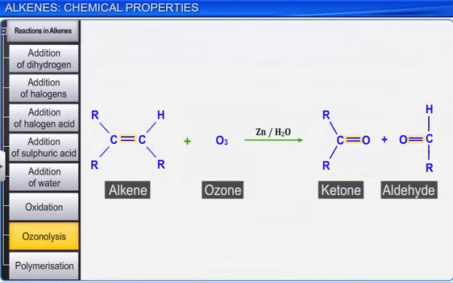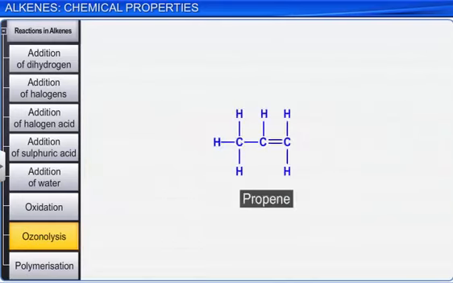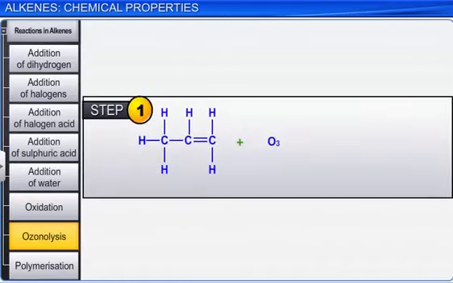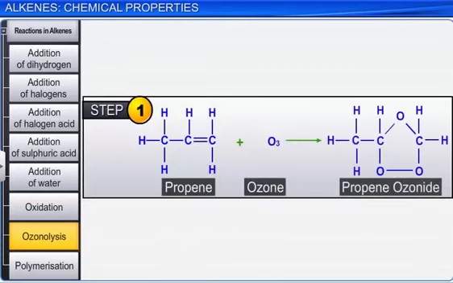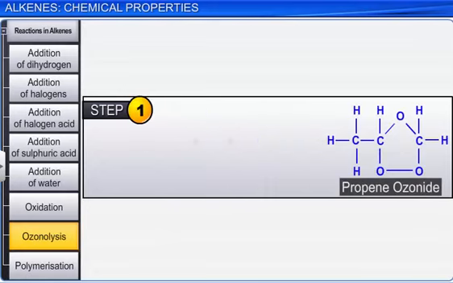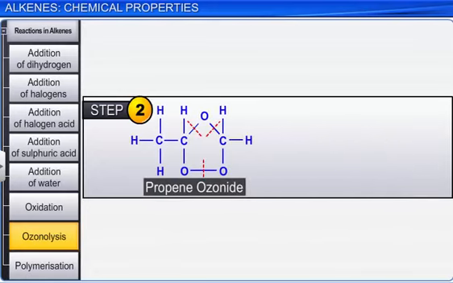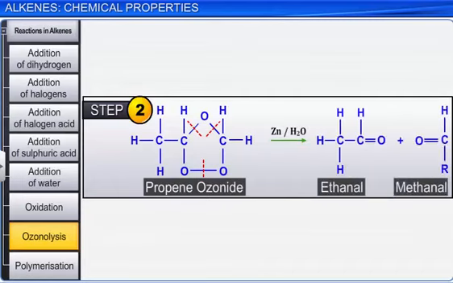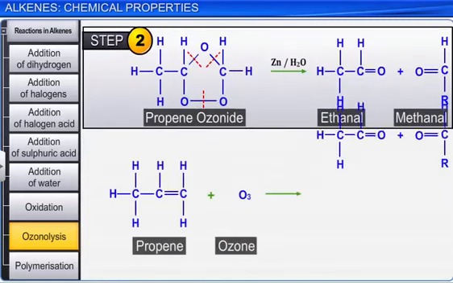Let us look at another example of ozonolysis reaction of propene. Here, first propene and ozone react to form propene ozonide. The propene ozonide, on further hydrolysis in the presence of zinc, undergoes cleavage to form ethanal and methanal. The products formed help us to determine the position of the double bond in propene as shown here.